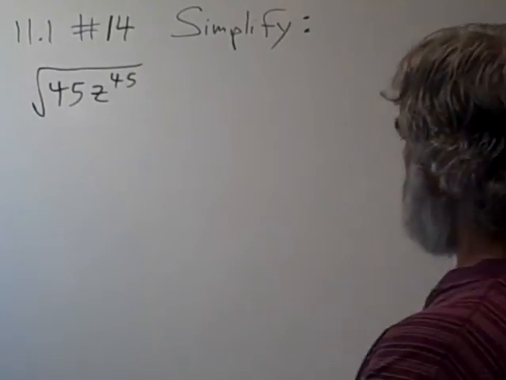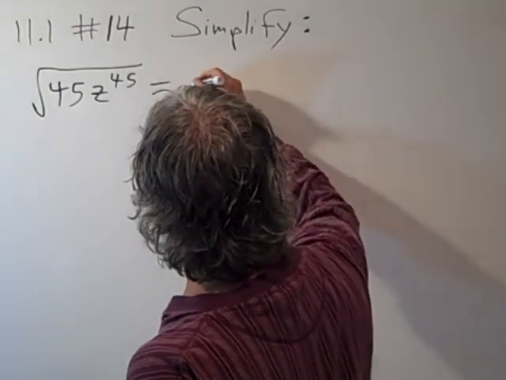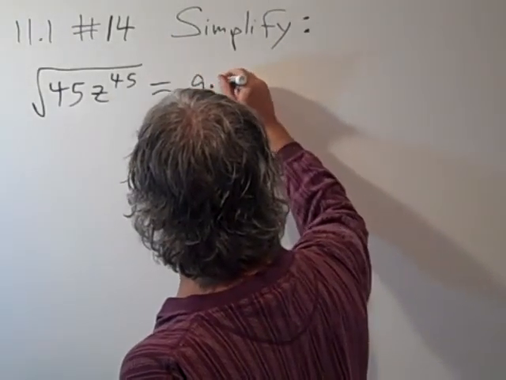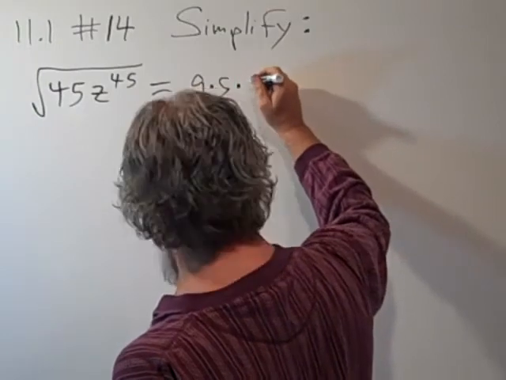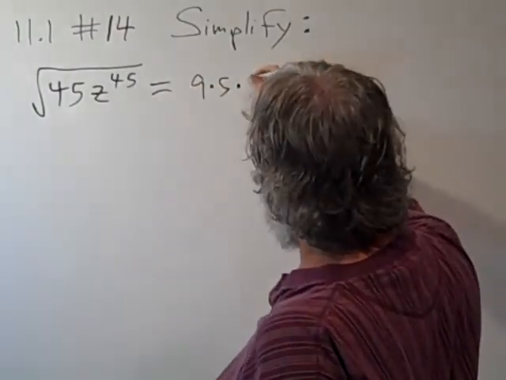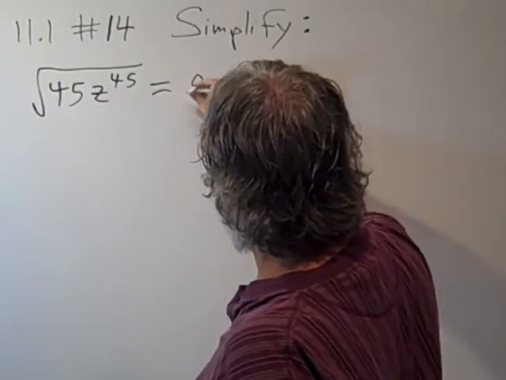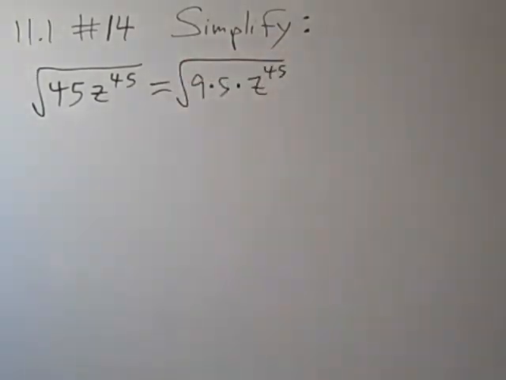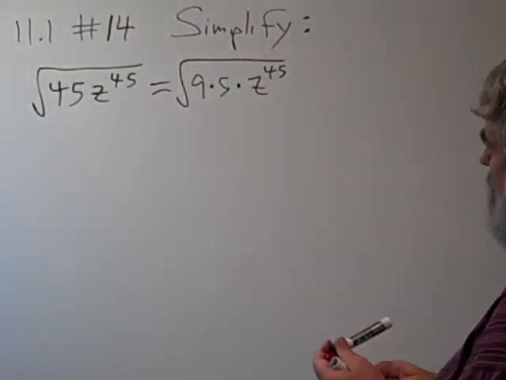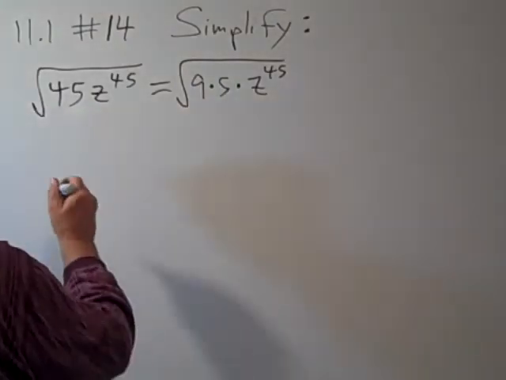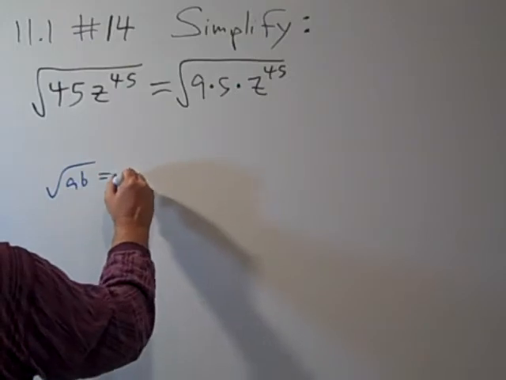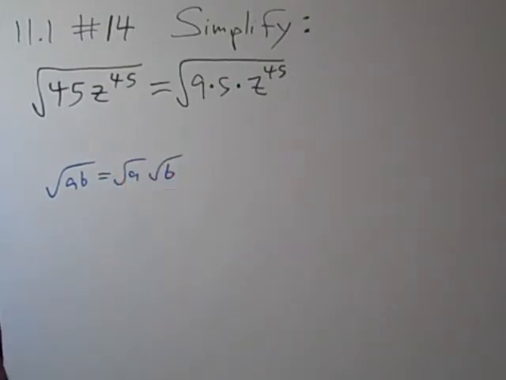Okay, to simplify this one, I would write 45 as 9 times 5. And anyway, times z to the 45th is okay here. So the square root of all that, and then there's a property of radicals that the square root of a times b, remember, the square root of a times b equals the square root of a times the square root of b.